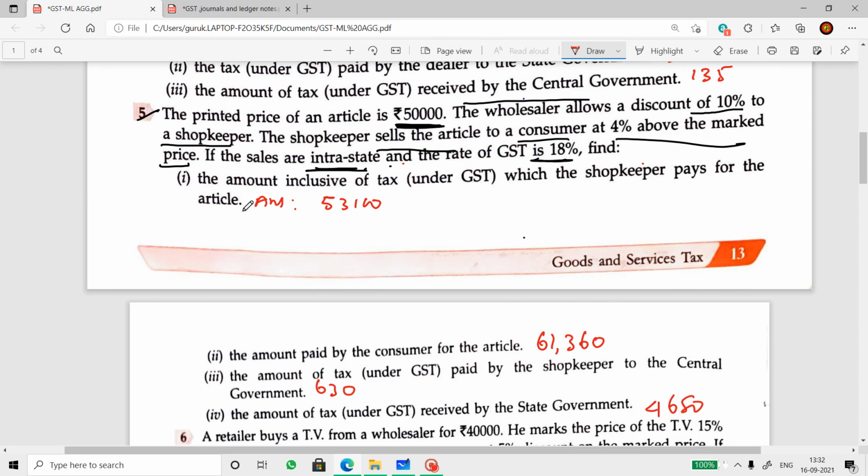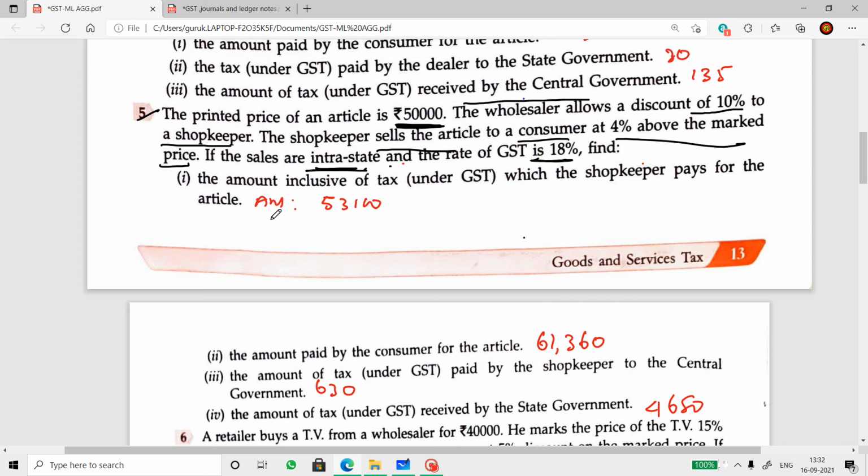The first, these are the answers listed out in the book. Okay, 53,100, 61,360, 630 and 4680. Now let's see we are getting this amount or not. The amount inclusive of tax which the shopkeeper pays for the article. What the shopkeeper pays for the article including tax.